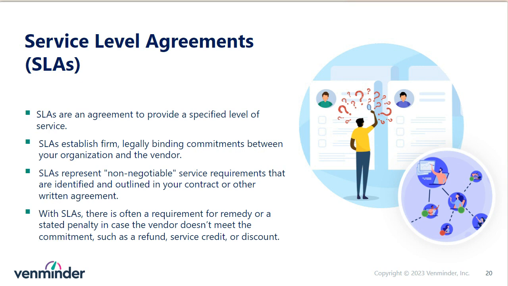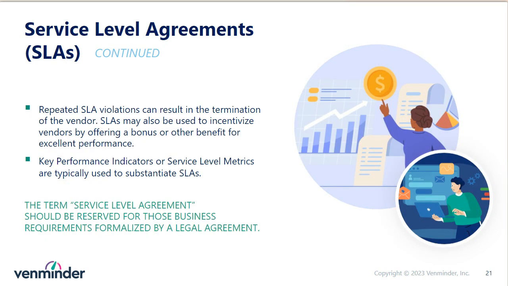It's also recommended that the term service level agreement is reserved really for those agreements that are in the contract, not for every metric. Now, because service level agreements are the most crucial expectations we have, there's usually an agreed upon penalty if they're not met. So in many cases, that will be a rebate or a discount or other financial remedy, but there might be other treatments as well as determined by your organization and the vendor.